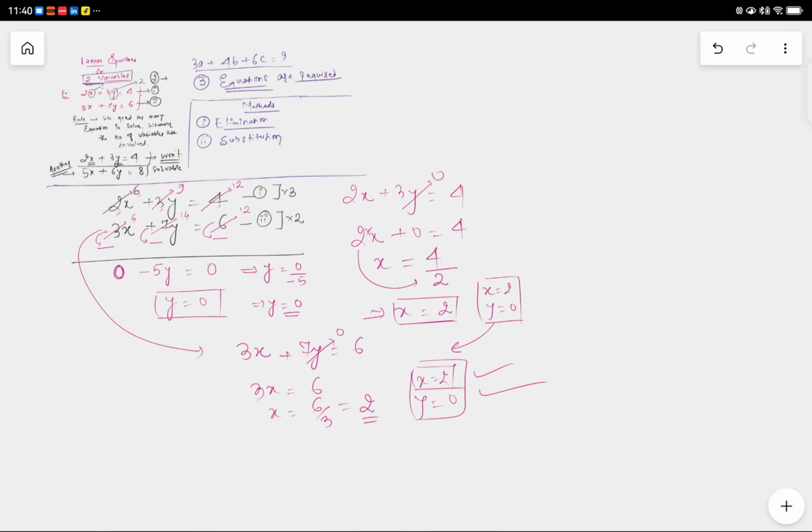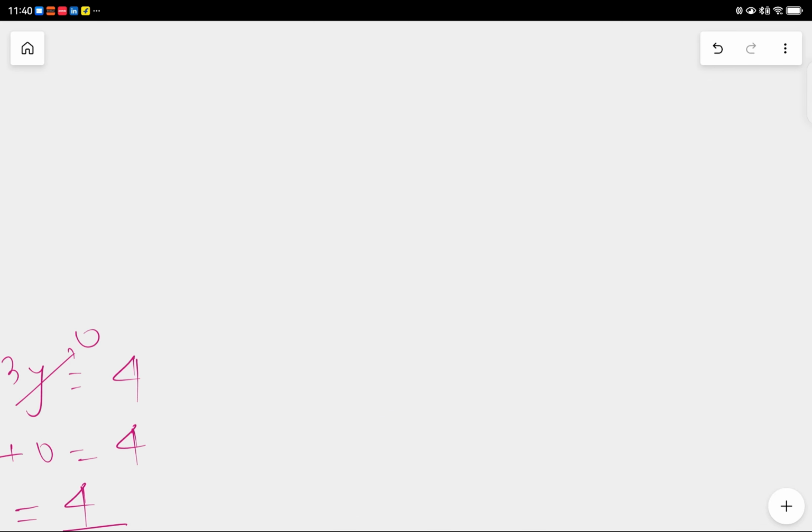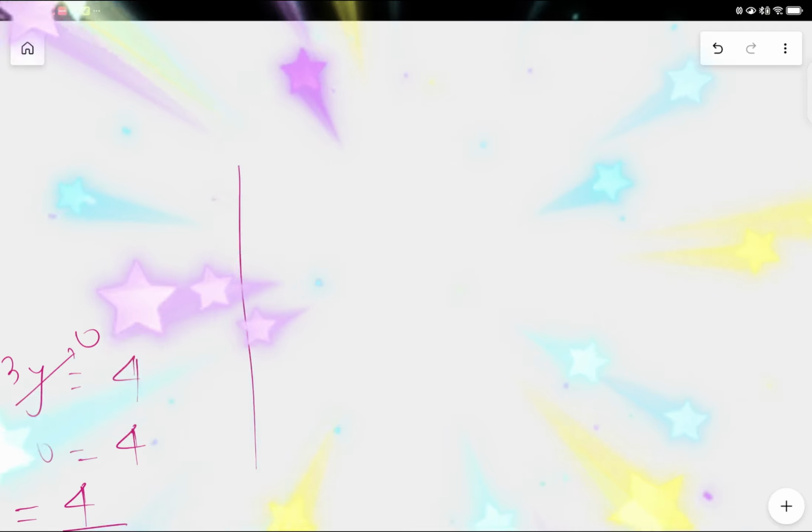So this is how we eliminate any one of the variables, get the value of the other variable, and then substitute that value in the first or second equation to get the value of the remaining variable. So this was the method of elimination. Now let us see the method of substitution.